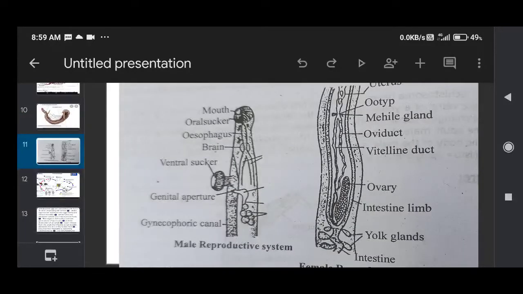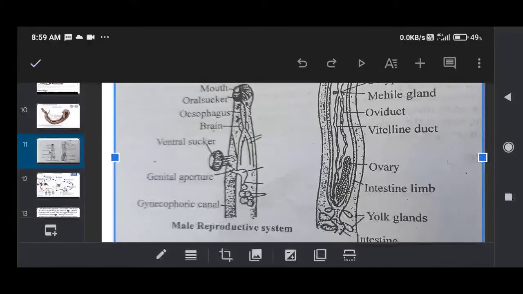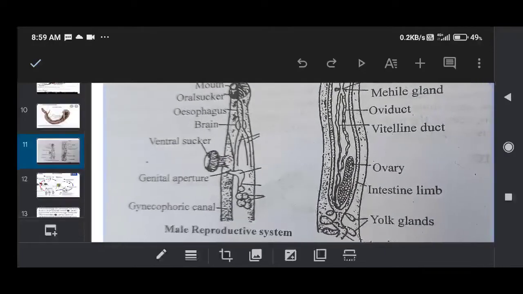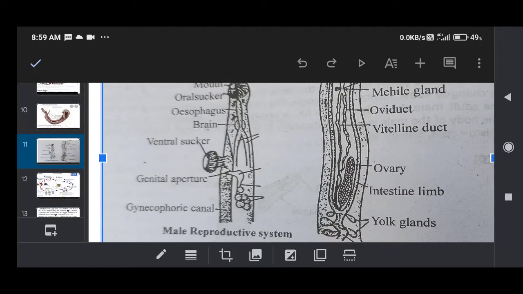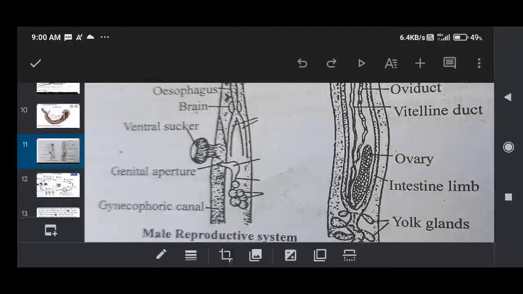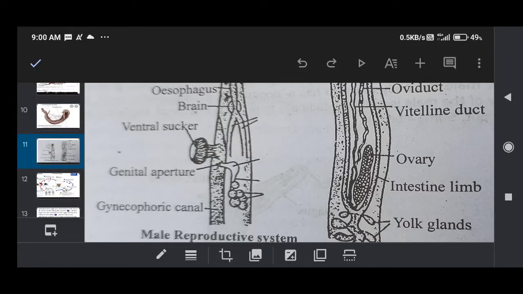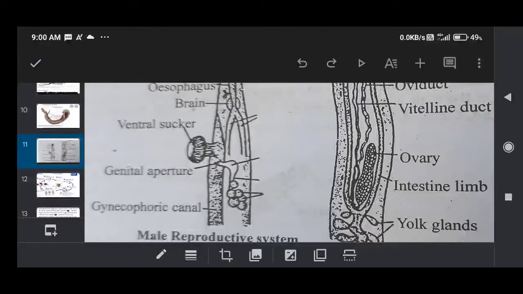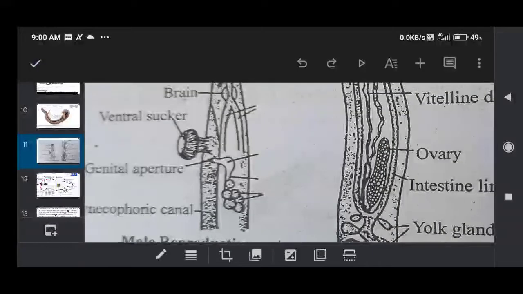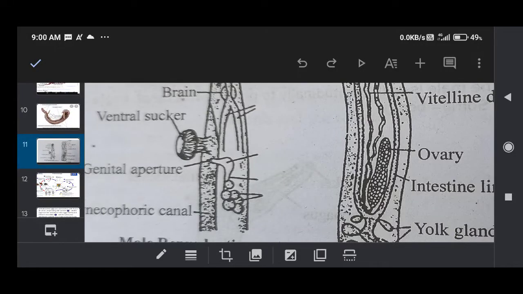Now, the reproductive system. First of all, the male reproductive system. Four to seven testes are present in the male reproductive system, and these testes are the site for production of sperm. The testis has germinal epithelium, which undergoes reduction or meiotic division, so these cells can produce sperm. The testis directly opens into the vasa efferentia. The vas efferens is a small tube. The union of a number of vasa efferentia forms the vas deferens.